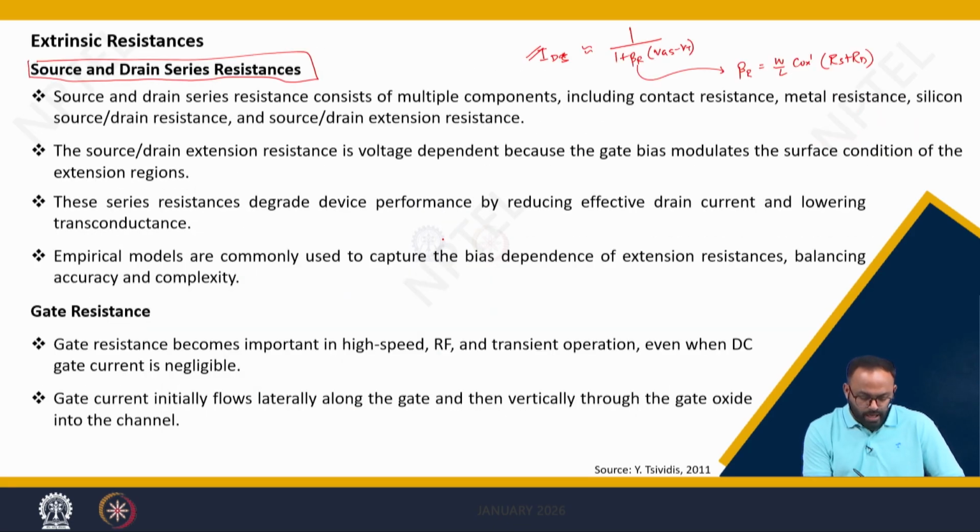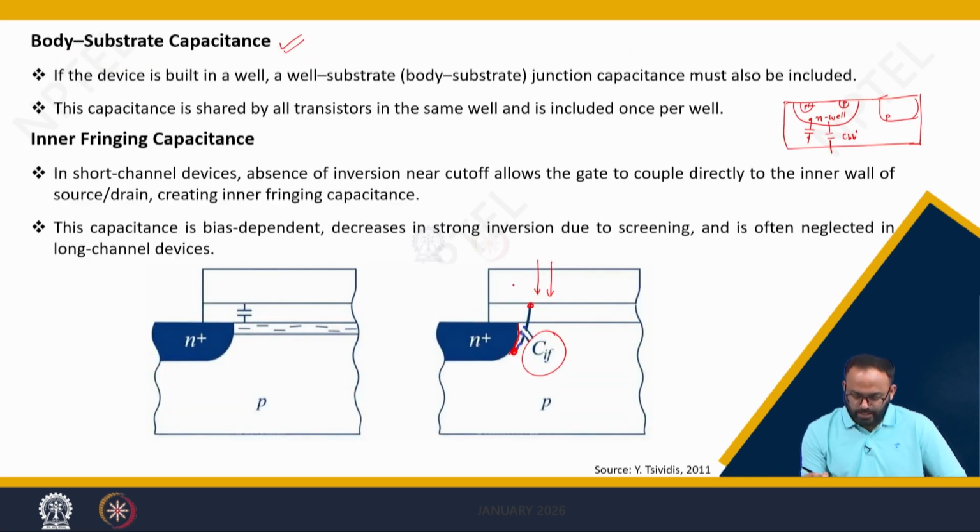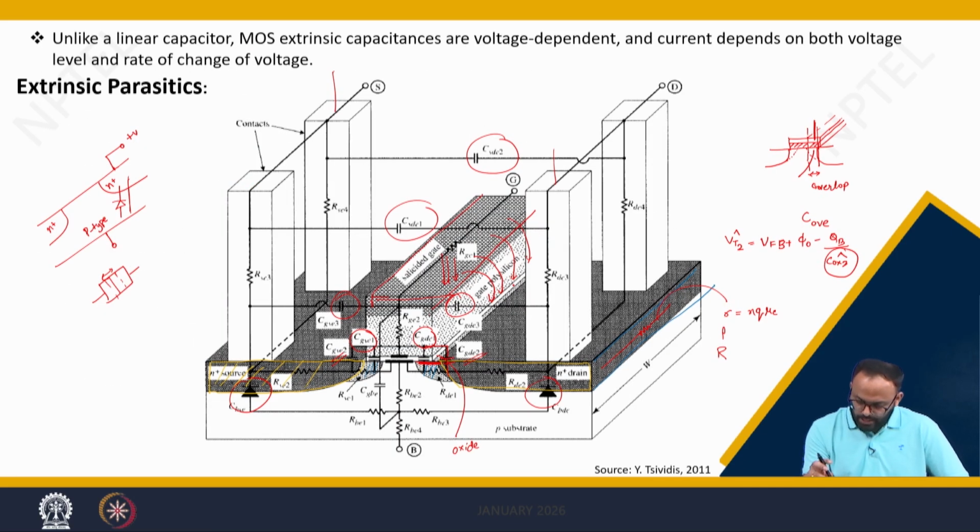We also have gate resistance. The gate resistance becomes very important when you talk about high frequency RF applications, transient applications, right? Even when DC gate current is negligible. To understand the gate resistance, you first see the gate structure. In general, the gate is made up like this, where we do have a salicide gate and we do have a poly gate. Here is the gate contact, right?